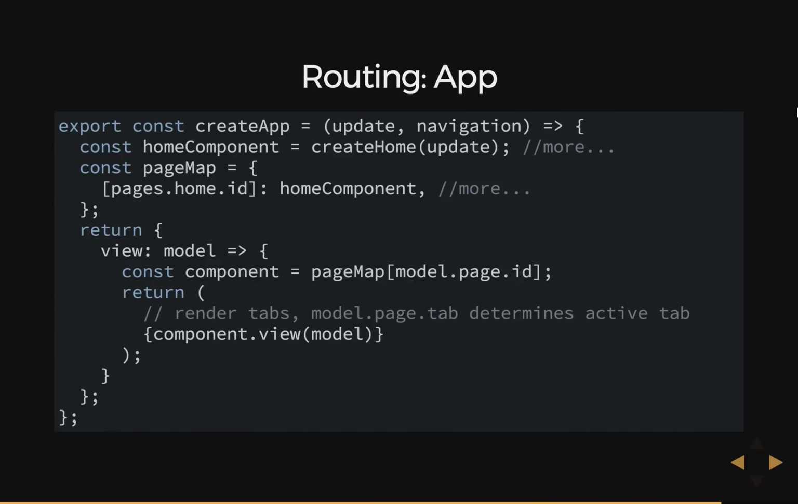Our app will create our components and will create ourselves a lookup map from page ID to component so that it's easy to figure out from the model which component to render. So in the view function, we look at the page ID from the model, we find our corresponding component, and then we just have to call view on it to render it. We can also look at the tab in the model to determine which is the active tab and highlight it appropriately.